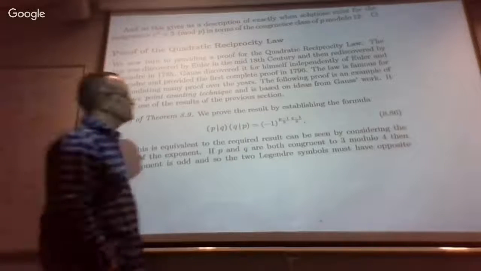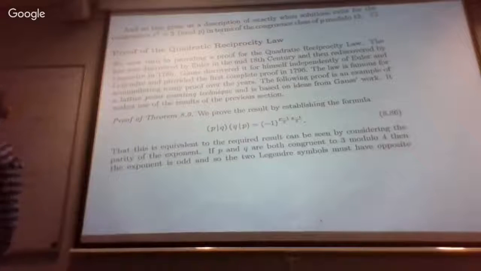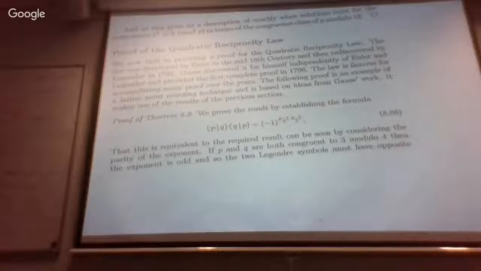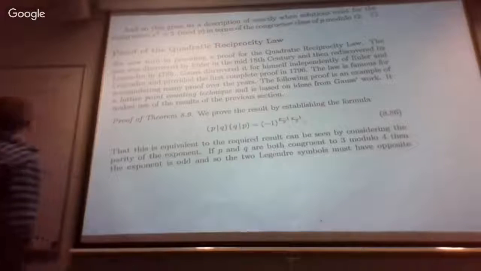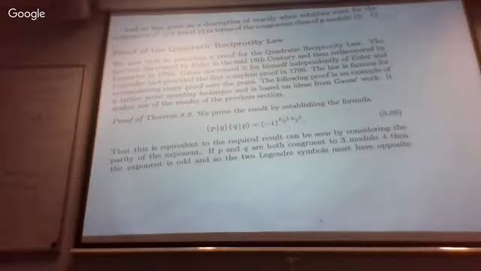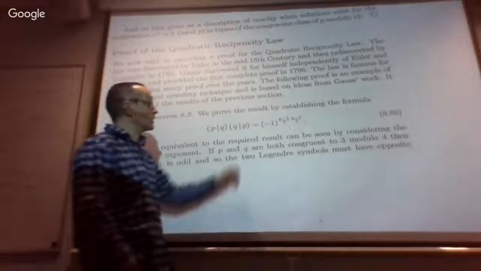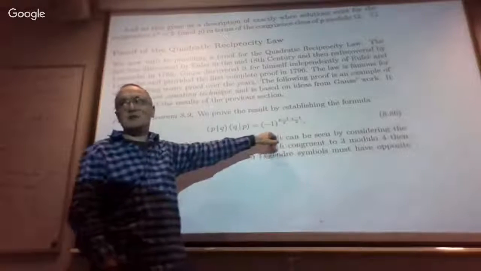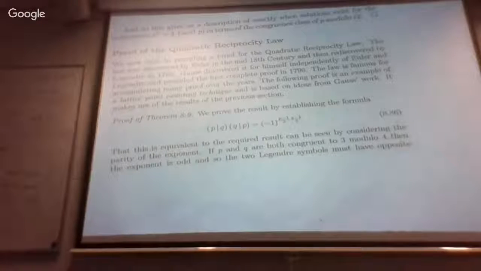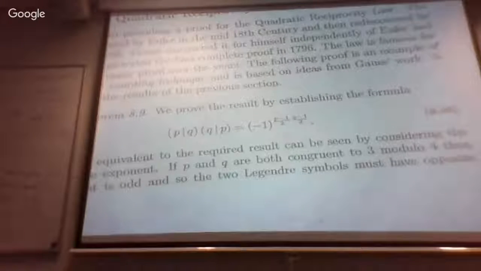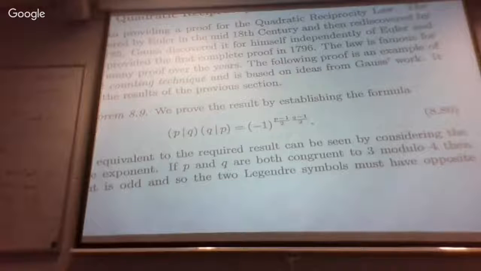That behavior of giving a plus 1 value when one or both of the p and q are congruent to 1 mod 4, and giving a minus 1 value when both of them are congruent to 3 mod 4, this is captured by this power of minus 1. So it's minus 1 to the power of the product of two things, (p minus 1) over 2 times (q minus 1) over 2.